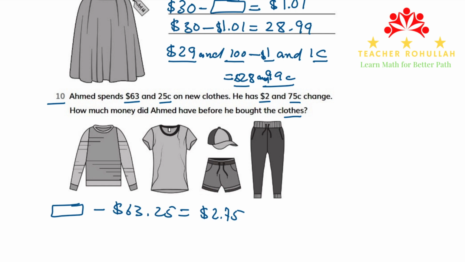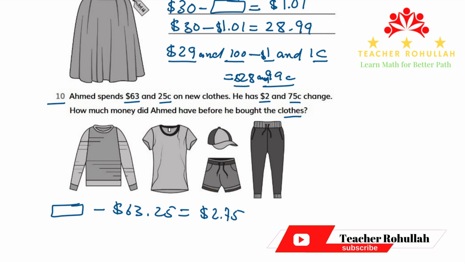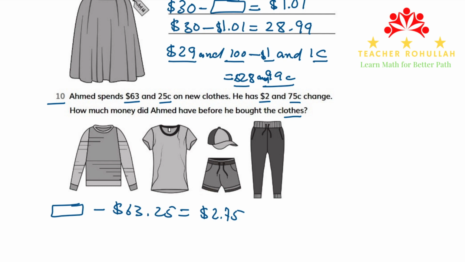We don't exactly know how much he had before. To find out, we use inverse operation. We inverse the operation. We add $63.25 and $2.75 to find out how much he had before. So $63.25 plus $2.75. 75 cents plus 25 cents is equal to $1. $63 plus $2 is $65. So the amount he had before is $66, because 75 plus 25 is $1 and 63 plus 2 is 65. 65 plus another $1 is $66.